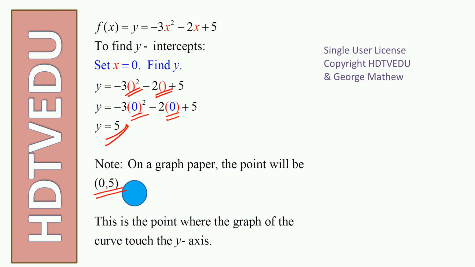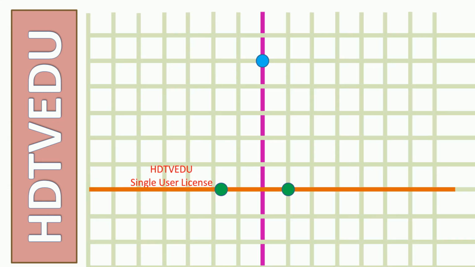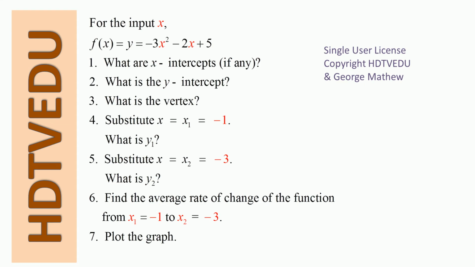The point is 0, 5. X comes first. On the y-axis, x is equal to 0. Plot it. So here is 1, here is 2, here is 3, here is 4, here is 5. 0, 5. So we are done with number 2. Now the question is, what is the vertex? h equals negative b over 2a. We know a, we know b. So substitute a and b and solve for h. Once you get h, what do you do? Substitute x equals h into the function and solve for k.